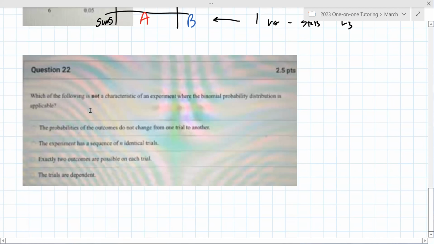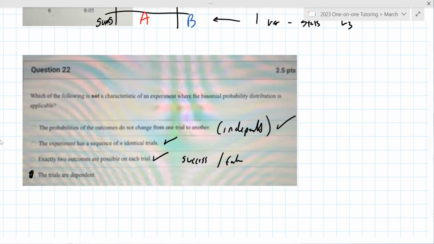All right, which of the following is not a characteristic of an experiment where the binomial probability distribution is applicable? So let's talk about which are applicable. Exactly 2 outcomes are possible. That's typically success and failure. So we know that that's not it.